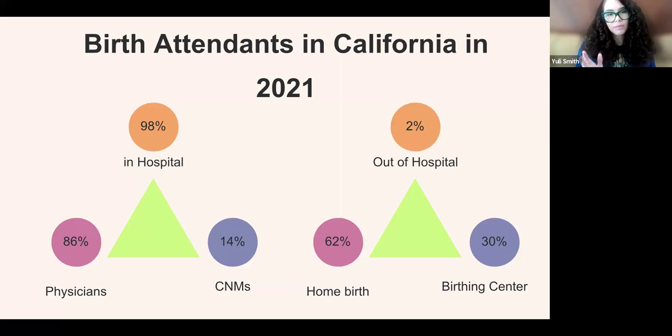About 2% of births occurred in an out-of-hospital setting, and of this 2%, about 62% of those occurred at home, and 30% of those occurred at a birth center, likely with an LM or a CNM.